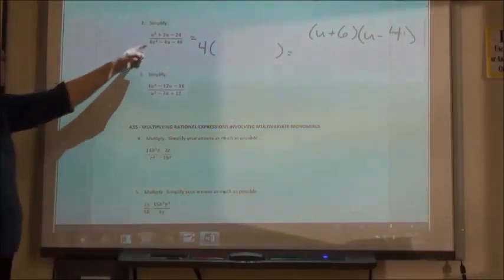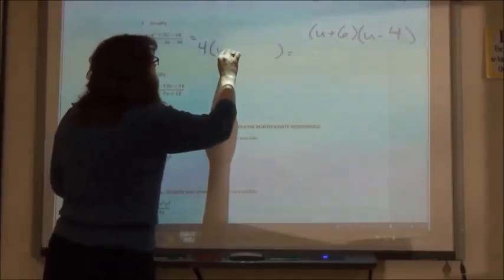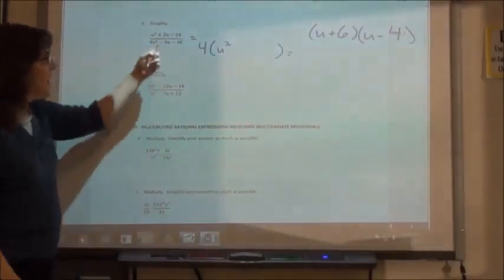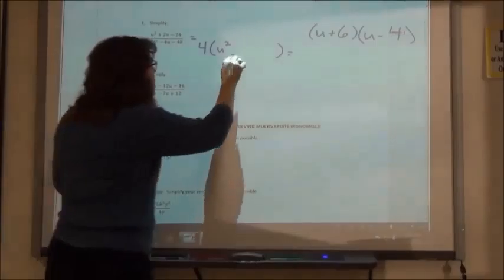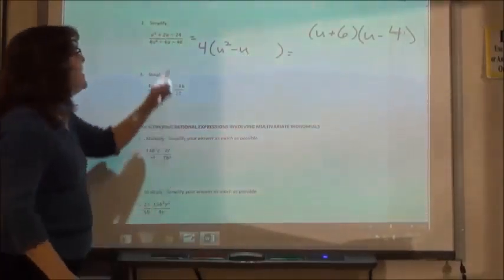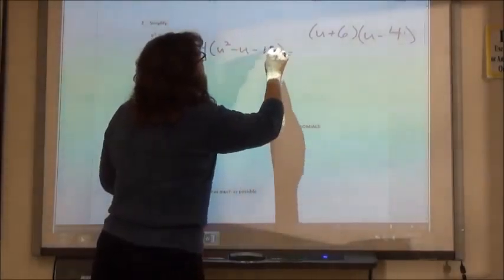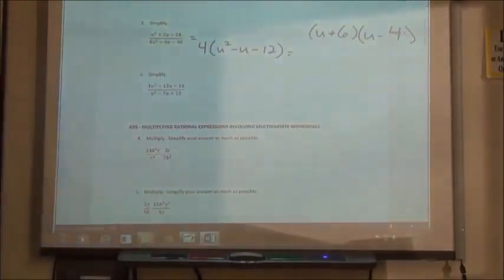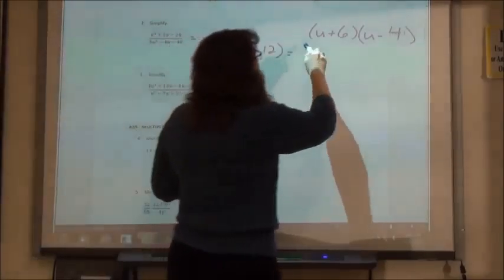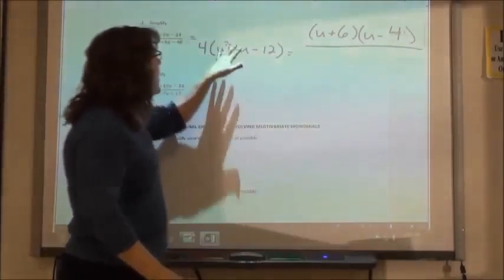So 4u squared, if I take the 4 out of there, I just get a u squared. Negative 4, if I take the 4 out of there, I get a negative u. And then negative 48 divided by 4 would give me negative 12. I'm then going to factor that part a second time.